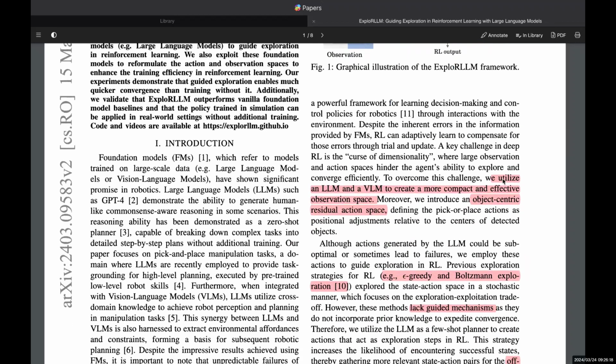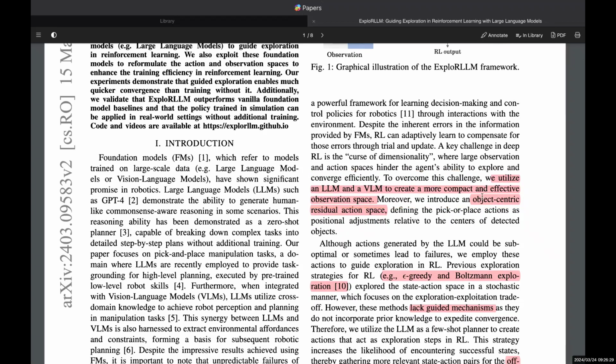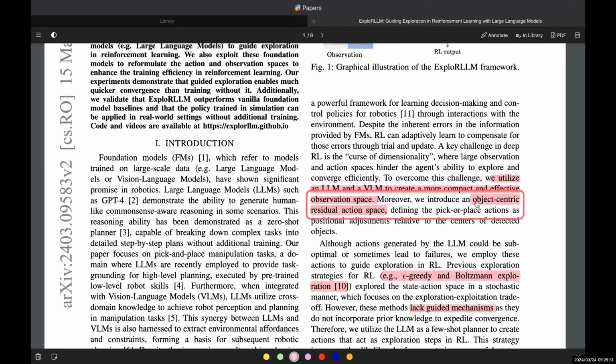Well, the first contribution is that the authors utilized the large language model and a vision language model to create a more compact and effective observation space. Also, they design an object-centric residual action space to simplify the learning process of the reinforcement learning agents.